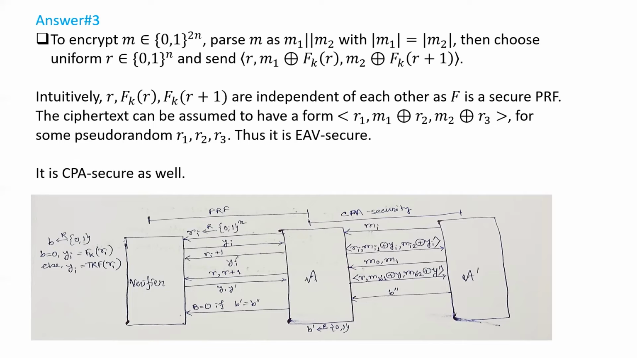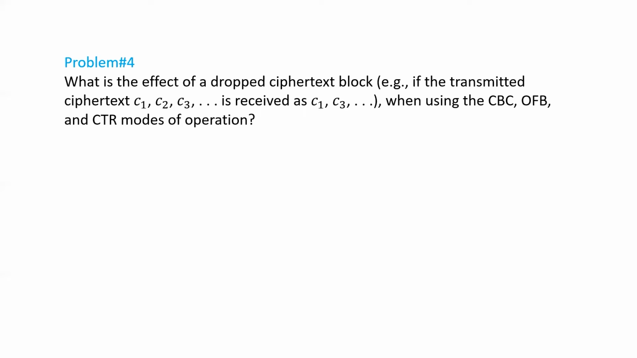Proceeding to the next question. What is the effect of a dropped ciphertext block? That is, if the transmitted ciphertext C1, C2, C3 is received as C1, C3, C4, and so on, when using CBC, OFB, and CTR modes of operation. Now, as you know, all of these are various modes of block ciphers. So you have blocks as F_K, which is nothing but a pseudo-random function with secret key K, and you provide inputs to these blocks in several methods, and with those various methods you get the ciphertext blocks in cipher block chaining, output feedback mode or counter modes of operation.